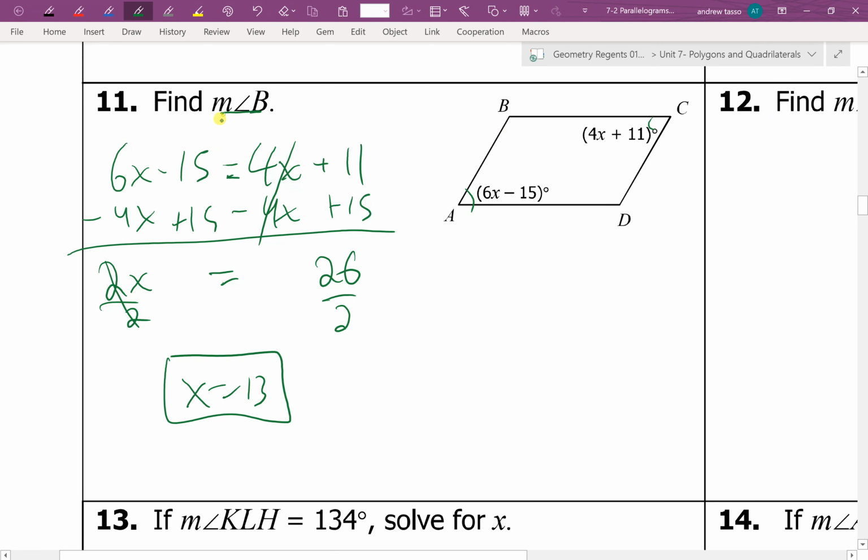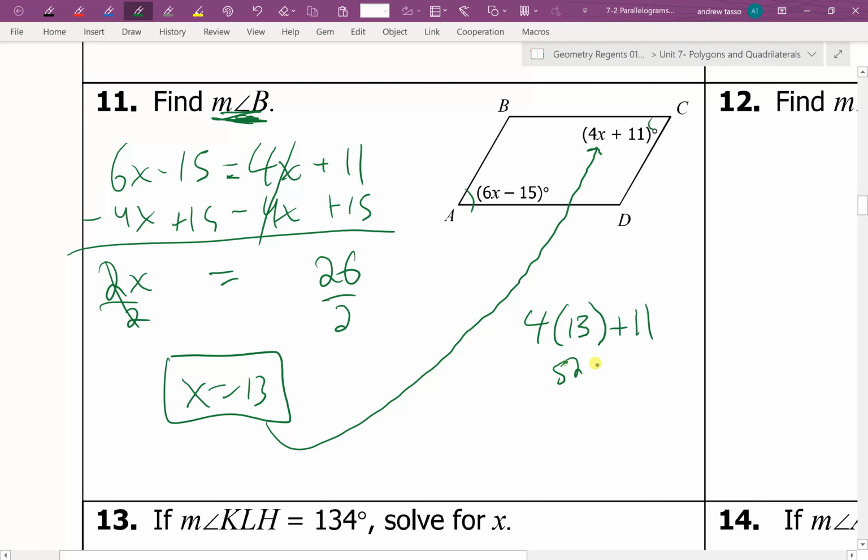Right, this time notice that they're not asking for x, they're asking for the measure of angle B. So the first thing I would do is take this and plug it back into either one of the two expressions. So here I'll plug in 13 for x. Here we get 40 and 12 is 52 plus 11 is 63.